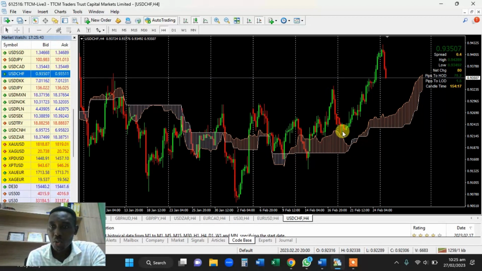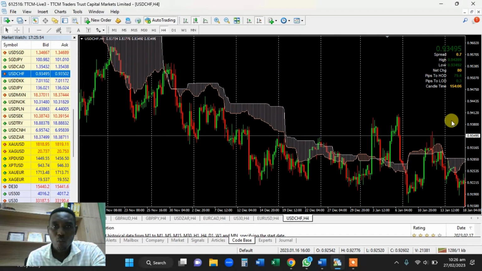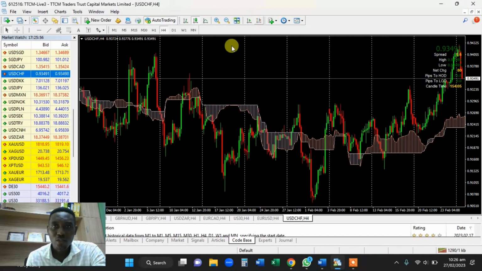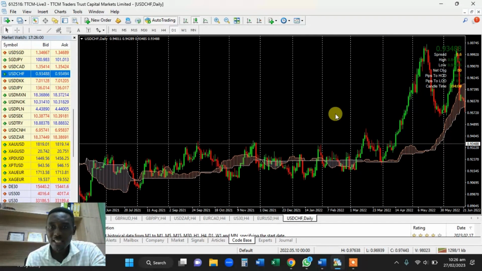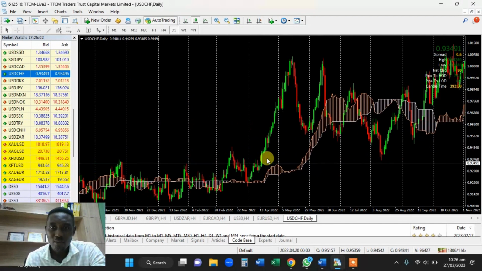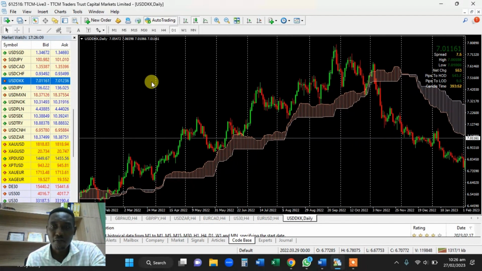So we have prices above the moving average. We are expected to buy. We have prices below the moving average. We are expected to sell. It is as basic as that. Once we are below the moving average, we are selling. Once we are above the moving average, we are buying. So the time frame does not matter. Once we are above, you are buying. Once you are below, you are selling. So as a trader, all you are looking for is this basic information.